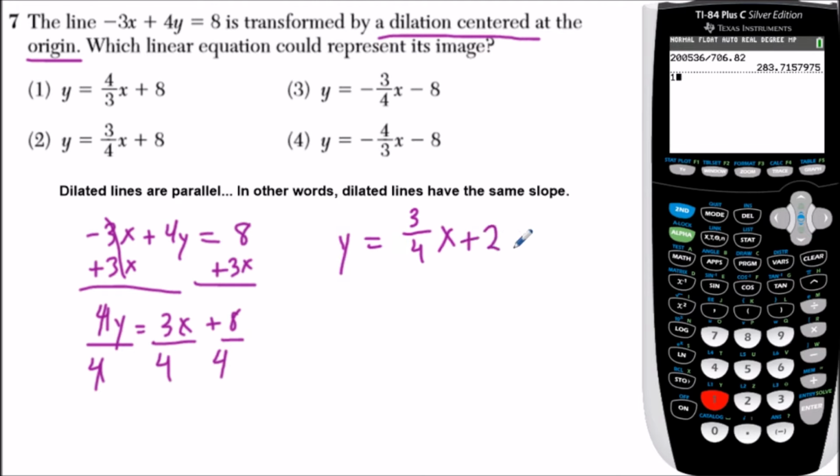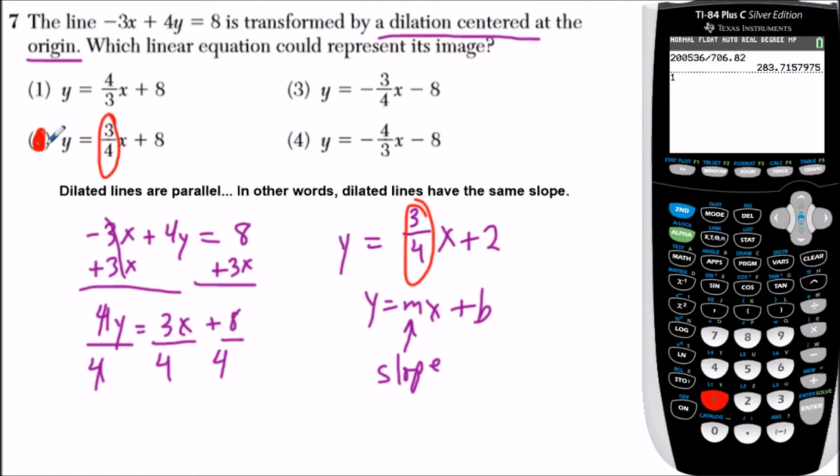Now the reason we do this is that in general, y equals mx plus b, the coefficient of x tells us the slope. And since parallel lines have the same slope, all we need to do to answer this is find an equation that has a slope of 3/4. And that would be choice 2. So for question 7, we have y equals 3/4 x plus 8 is parallel to this original line here.